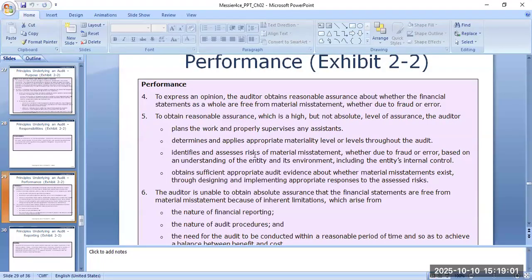Now, performance. To express an opinion, the auditor obtains assurance about whether the financial statements as a whole, again, we're looking at the big picture, are free from material misstatements, whether due to fraud or error. Again, they have to obtain this reasonable assurance, which again is high but not absolute.